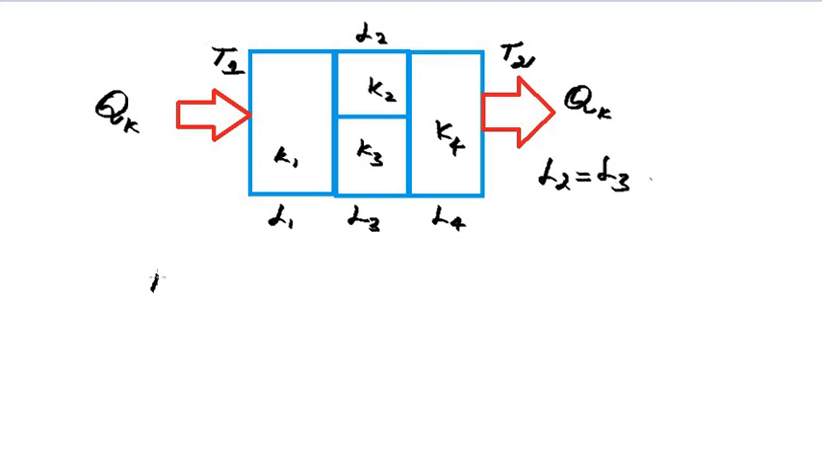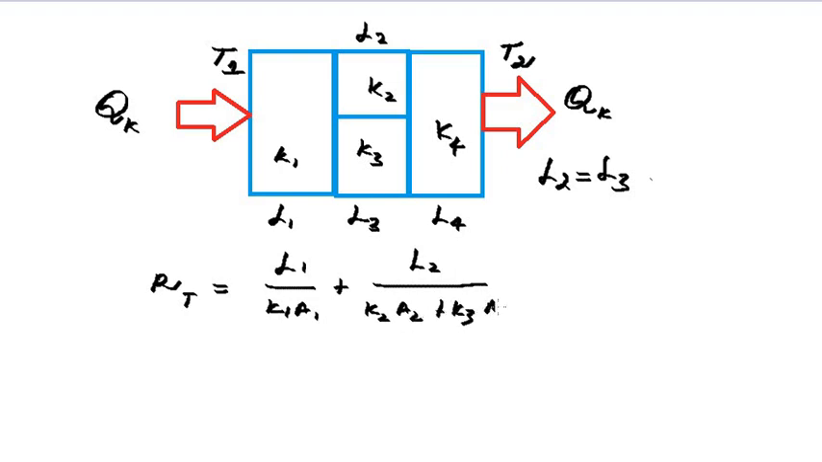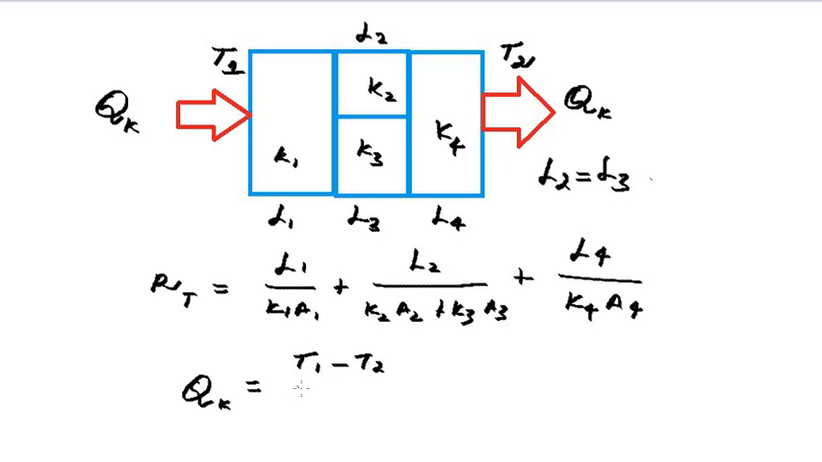Here the total resistance, or the conduction resistance offered by the overall material, is equal to L1 divided by K1A1 plus L2 divided by K2A2 plus K3A3, plus L4 divided by K4A4. Hence, the overall rate of heat conduction Qk is equal to (T1 minus T2) divided by RT. This is the rate of heat conduction by walls which have both series and parallel combination.